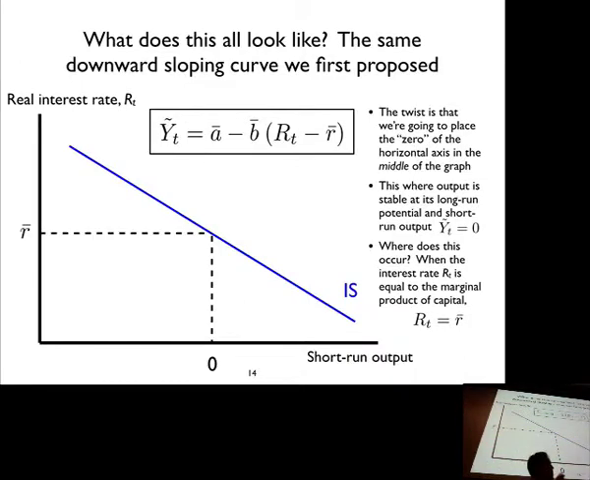Where does that happen, provided that the IS curve has not shifted? It happens where the real interest rate, which is the vertical variable, is equal to R bar, which is the marginal product of capital, or the long-run interest rate that ought to be prevailing.